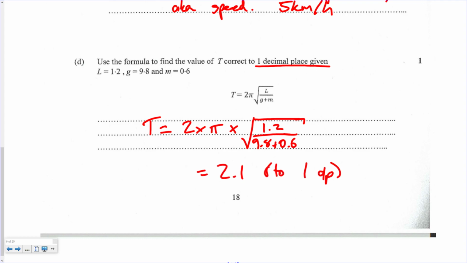Again, no real tricks here. I guess the only difficult bit here is making sure, first of all, you read the question carefully, and then also putting the numbers into your calculator correctly to get the right answer.